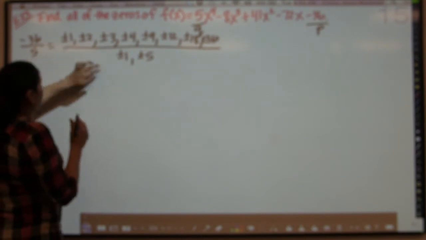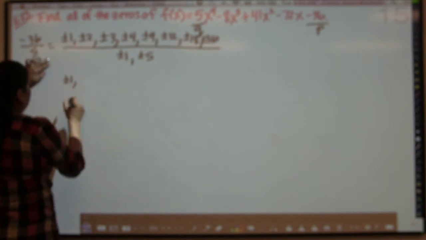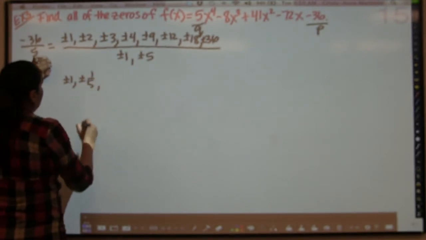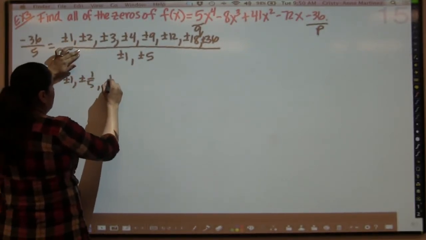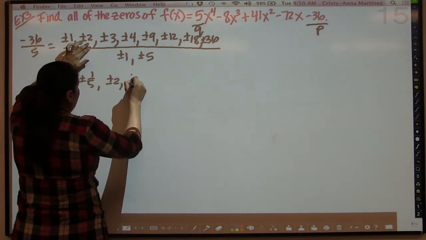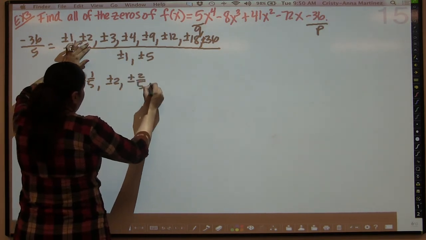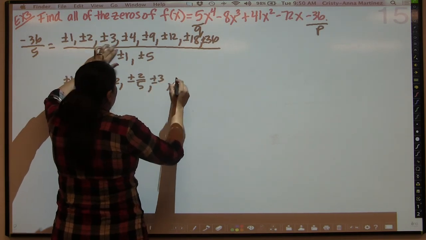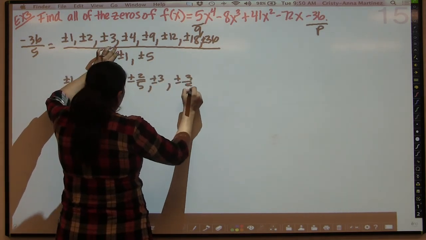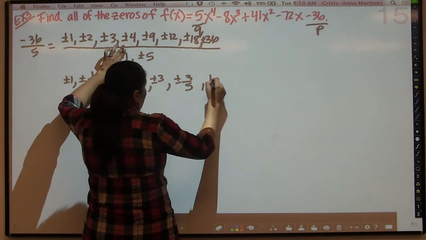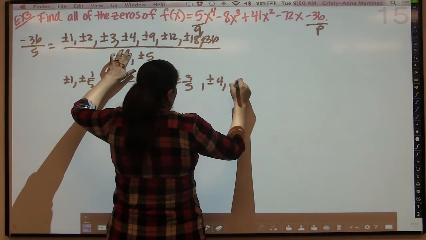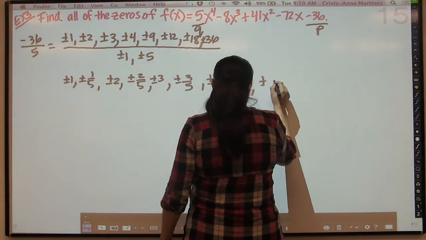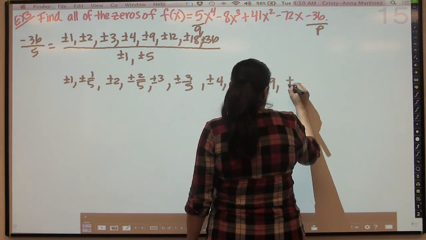So we're going to go 1 over 1 is plus or minus 1. 1 over 5 is plus or minus 1/5. Then we go 2 over 1, which is plus or minus 2. 2 over 5 is plus or minus 2/5. Then we're going to go 3 over 1, so plus or minus 3, plus or minus 3/5, plus or minus 4, plus or minus 4/5, plus or minus 9, plus or minus 9/5.